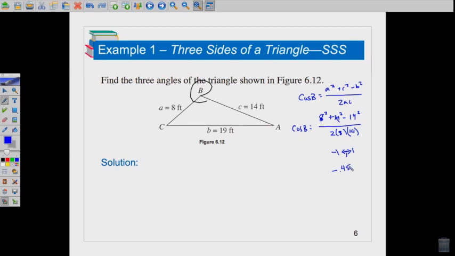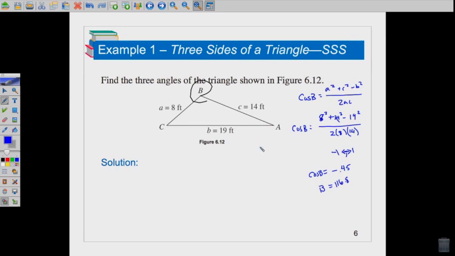-0.45. So what that gives you when you evaluate the inverse cosine is that angle B is 116.8, which, if we just look at it, we should be able to say, okay, 116.8, that's an obtuse angle. B is an obtuse angle according to this depiction, so it appears that seems correct.